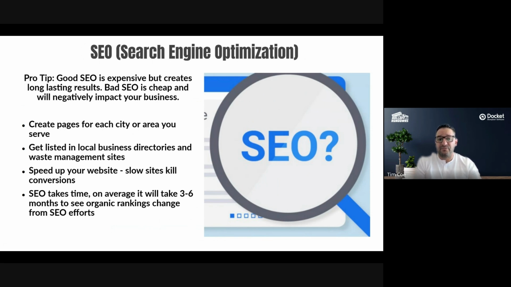On average, it'll take 3 to 6 months to start seeing organic rankings change from your SEO efforts.